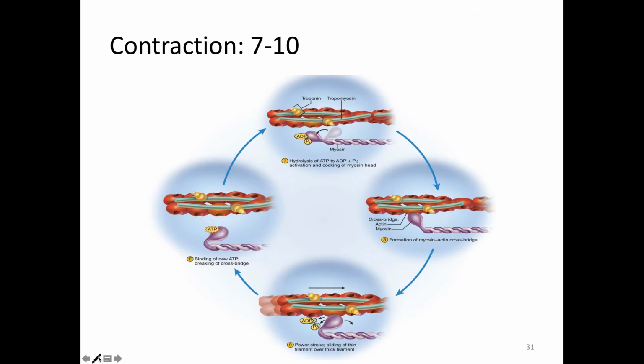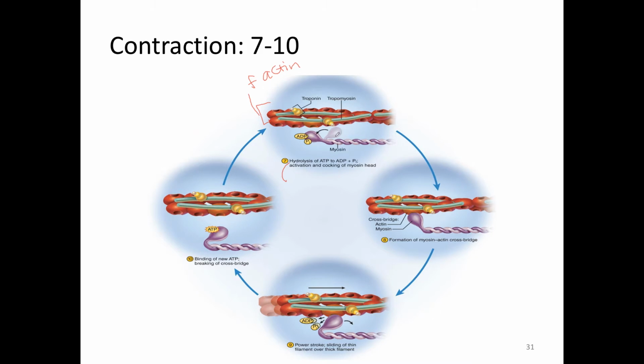So this is pretty close to the drawing that I drew in class. Here we have F-actin with revealed binding sites, because calcium is bound to the troponin complex. Myosin has to hydrolyze ATP. So remember, enzymatic hydrolysis is taking something and breaking it down with water.